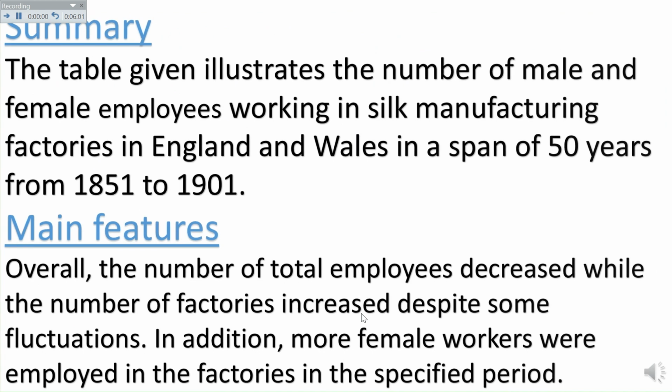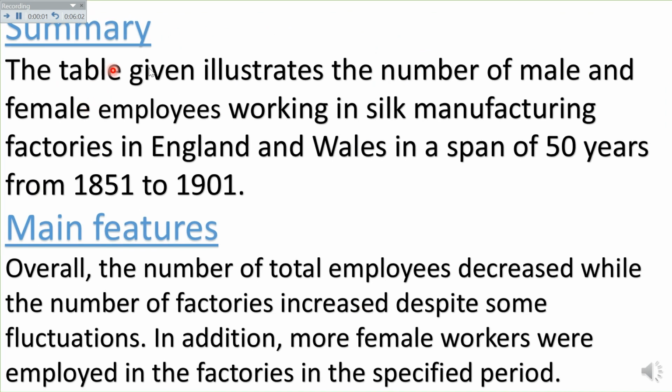Let's see what is the summary of this table. We see the table given below, or we can simply say illustrates or depicts. One table depicts. If there are multiple tables, we say illustrate. The number of male and female employees working in silk producing factories in England and Wales in a span of 50 years from 1851 to 1901. This is the summary.